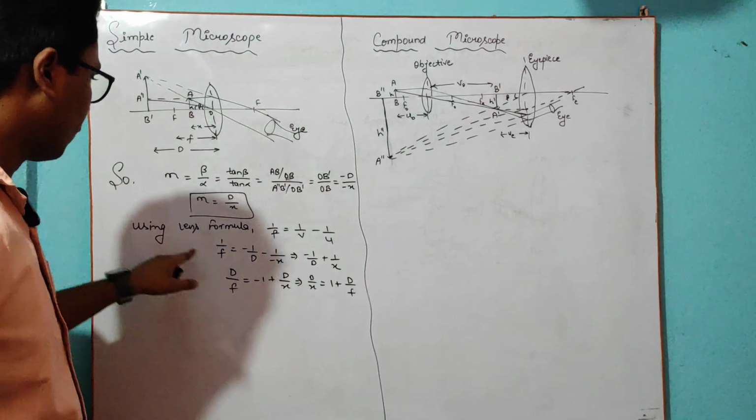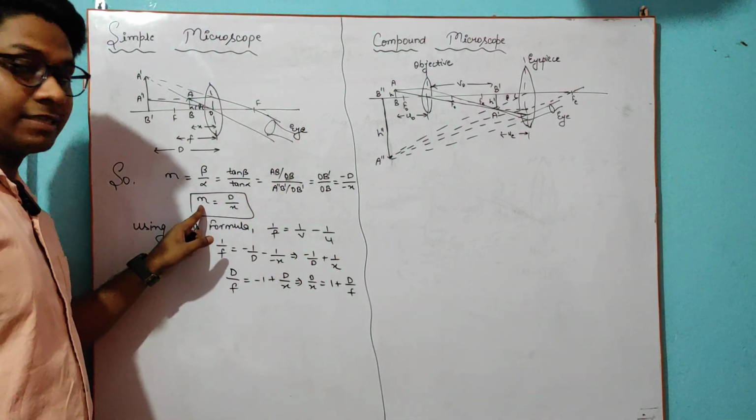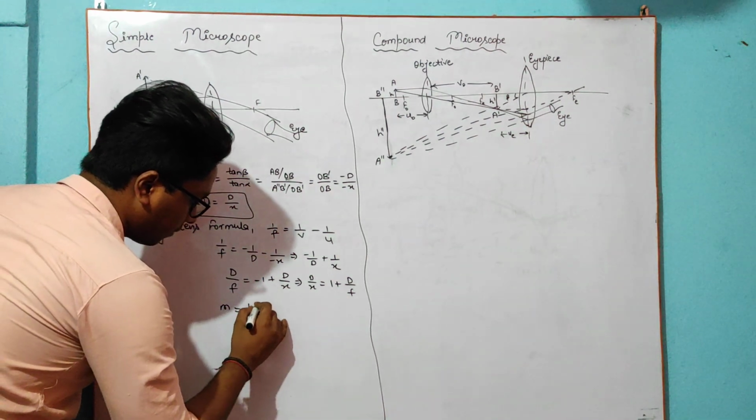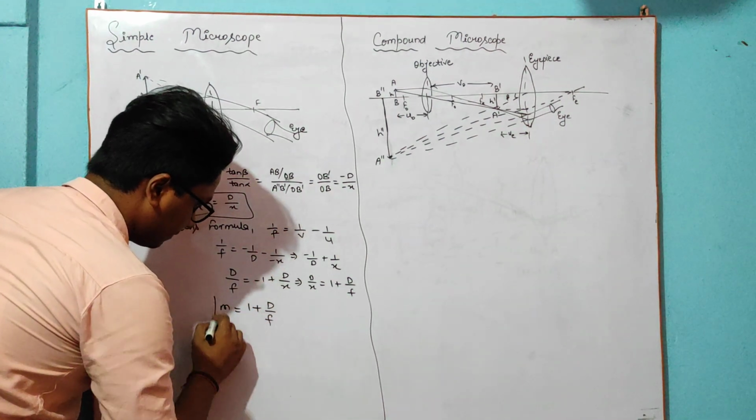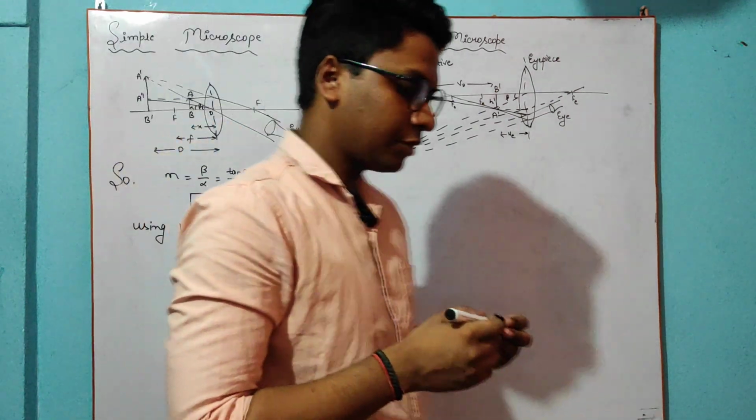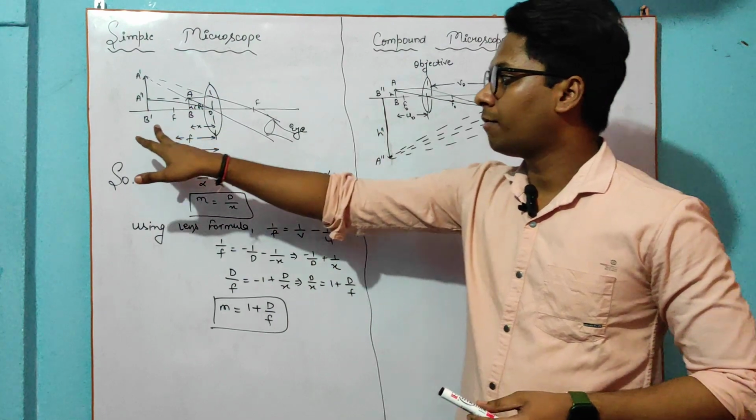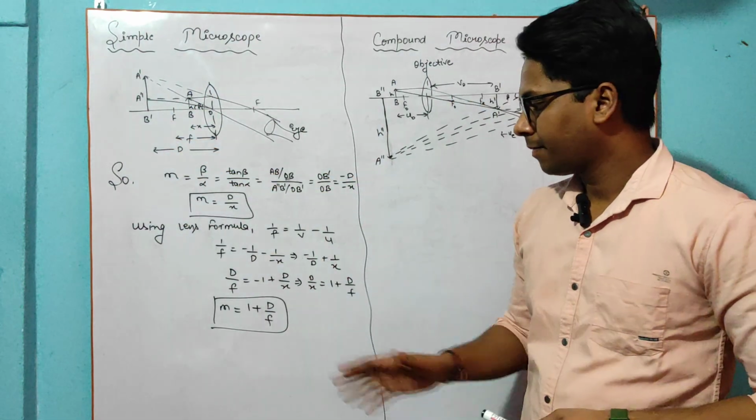Now this d by x is what? This d by x is the magnifying power. So m is equal to 1 plus d by f. This is the expression for the magnifying power of a simple microscope when the image forms at a finite distance.